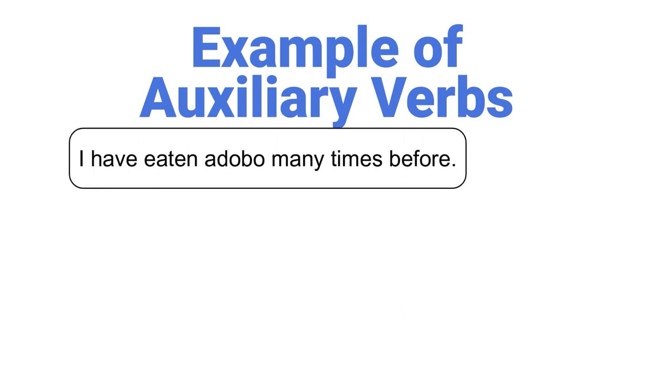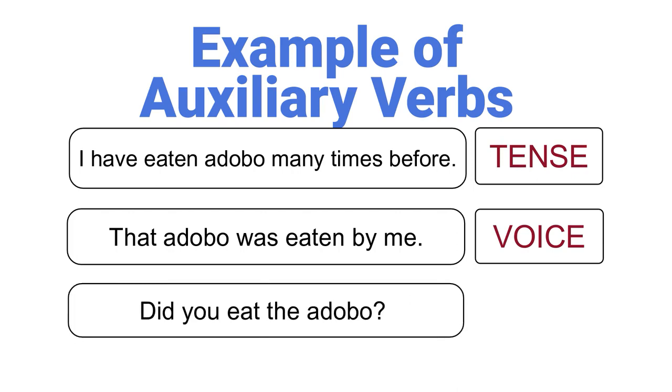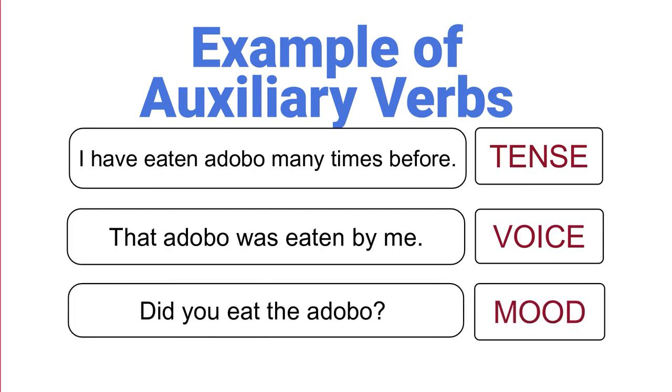Example of auxiliary verbs: I have eaten adobo many times before. It is an example of tense. The adobo was eaten by me. It is voice. Did you eat the adobo? It is mood. Some auxiliary verbs are added to another verb to show necessity, capability, or possibilities.